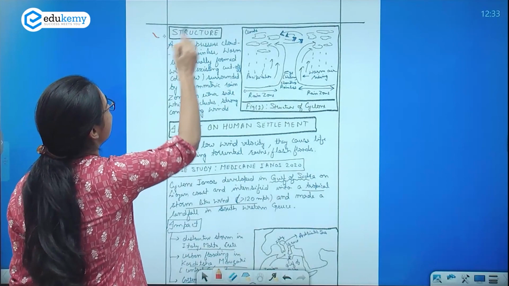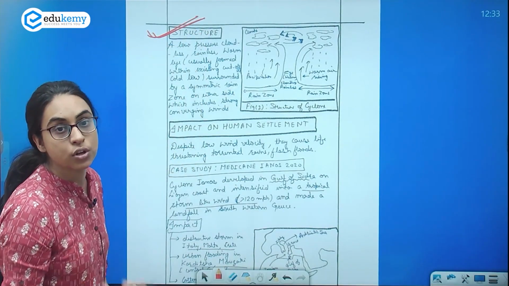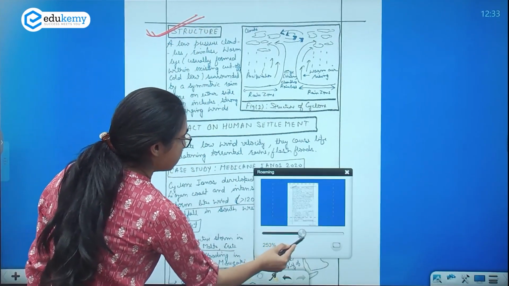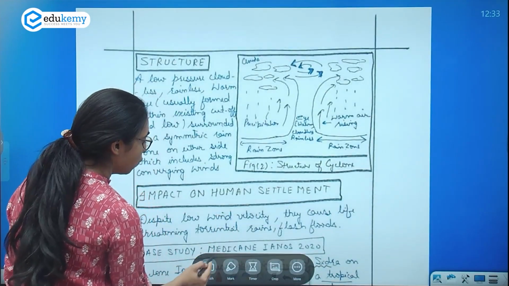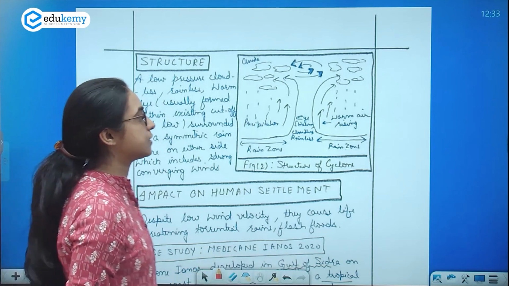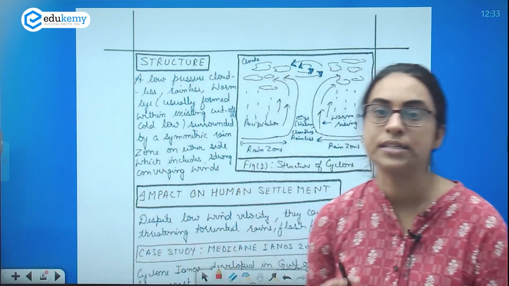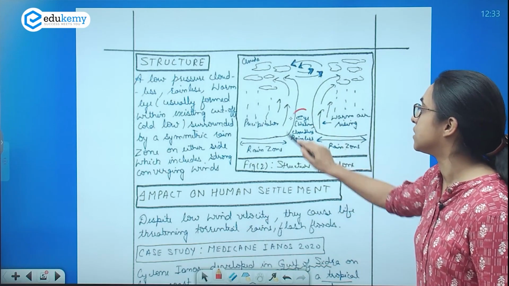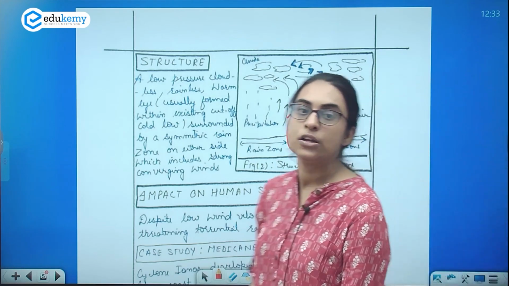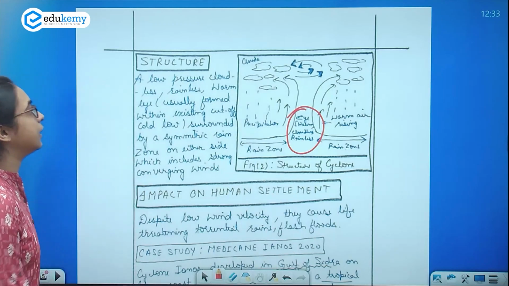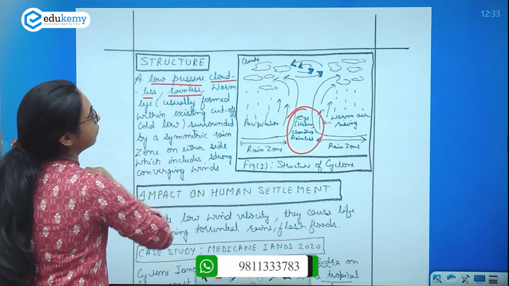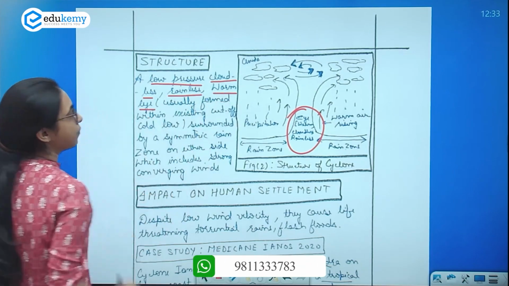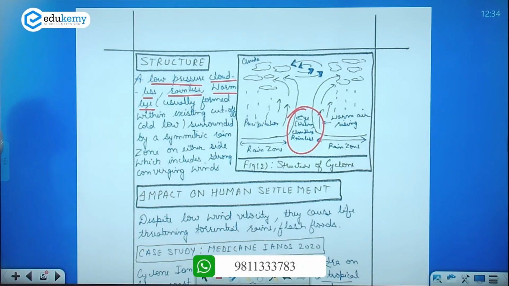This is the structure of the Medicane. This also has an eye which is cloudless and rainless. There is low pressure in the eye. The eye is cloudless and rainless. There is this warm eye, usually formed within the existing cutoff cold low.